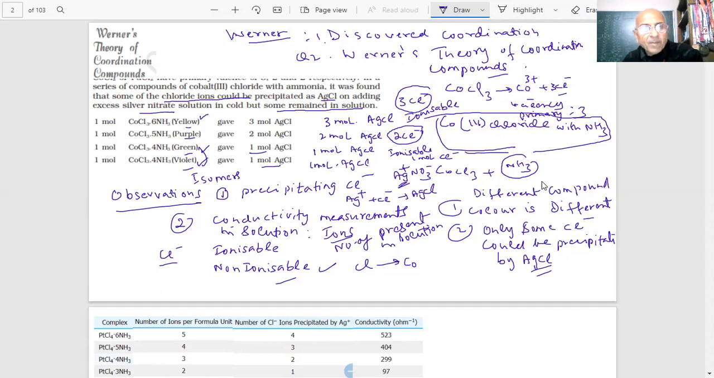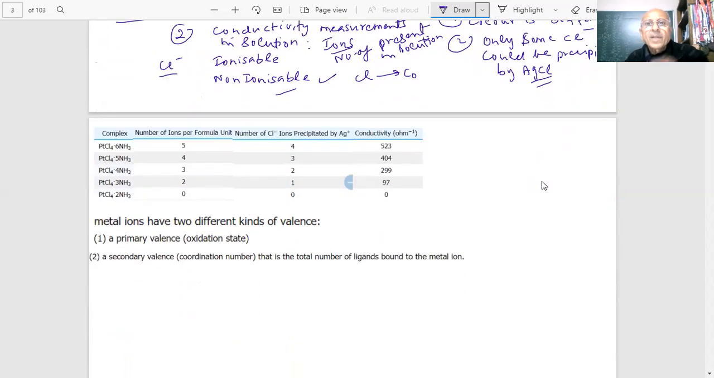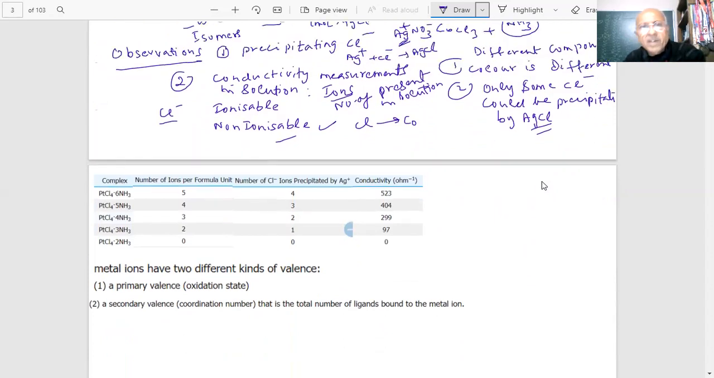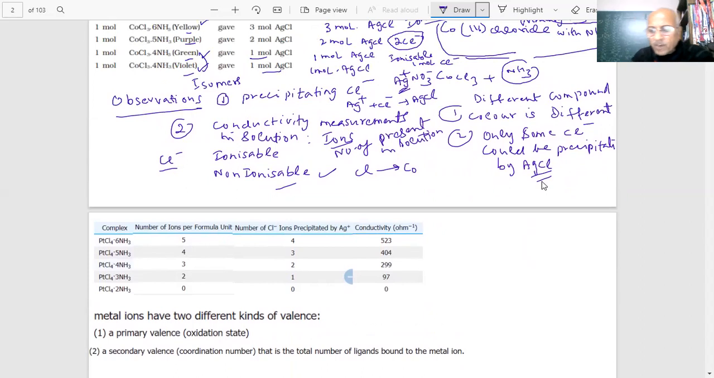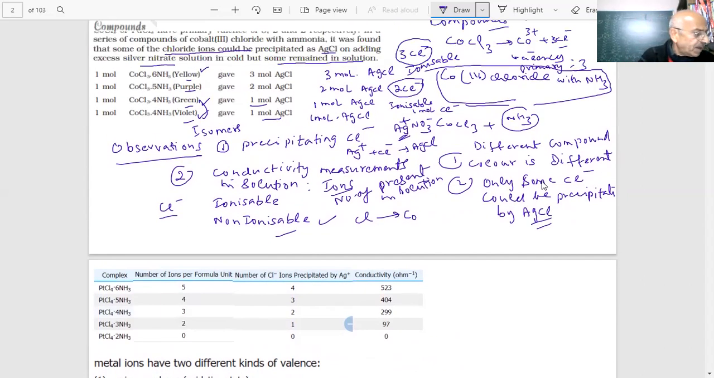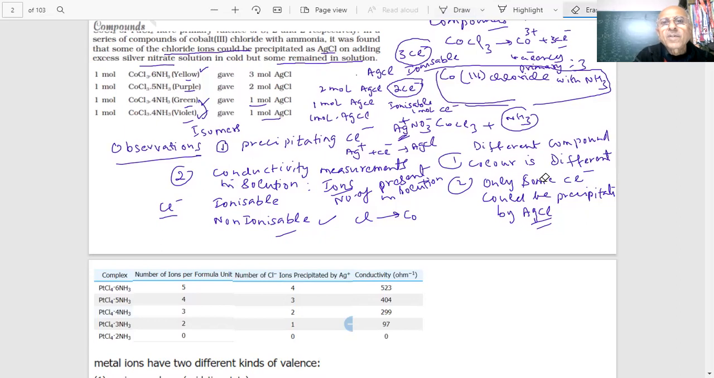So, therefore, students, what did he suggest? This is another class of compound, platinum ammonia, where we are showing the conductivity measurement. On this basis, he said that this compound is producing 3 mole of AgCl. Let me make some space. You have noted down this? Note down.